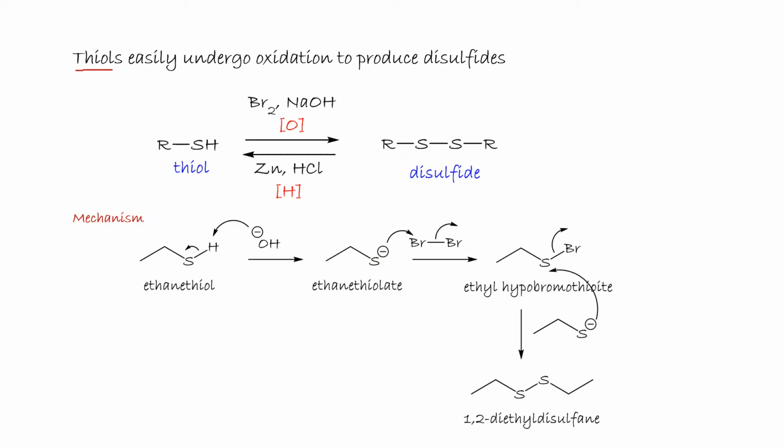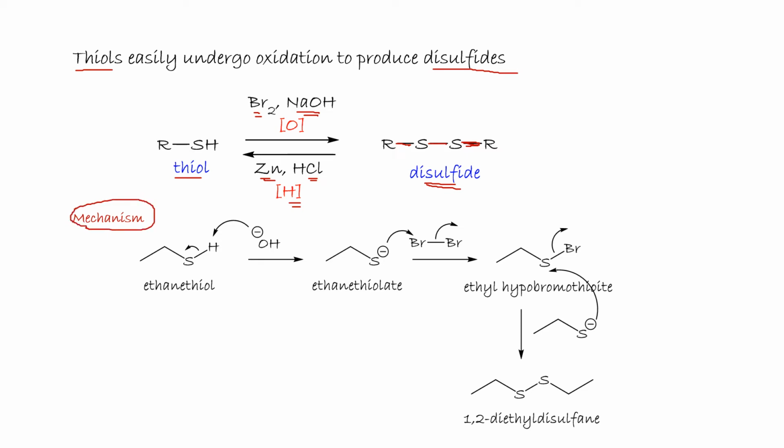Thiols easily undergo oxidation to produce disulfide. Thiol with bromine, sodium hydroxide led to the formation of disulfide. If you would like the disulfide to go back to thiol, we reduce it, a reduction with zinc, HCl as an example.